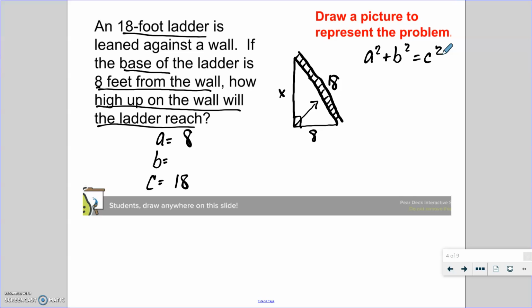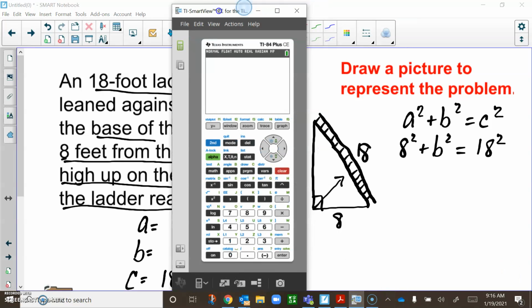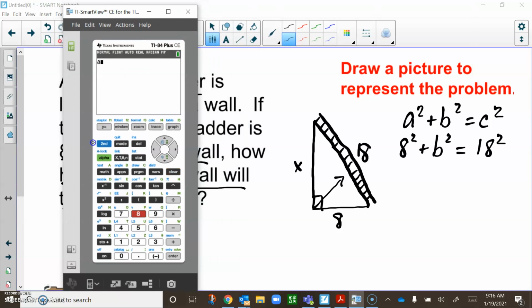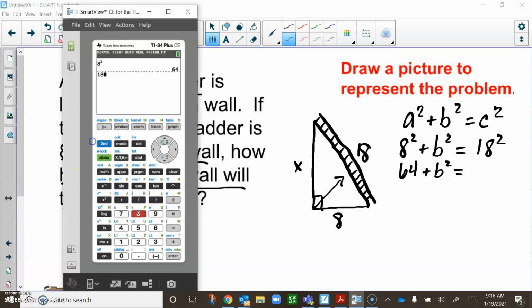After that, I am going to substitute. I'm given A. A is 8, so I have 8 squared plus B squared, because I'm looking for B, is equal to 18 squared. Okay? Once I have done that, I am now going to put that in. So I have 8 squared. That gives us 64. Okay, so you have 64 plus B squared is equal to 18 squared. Well, 18 squared is 324.